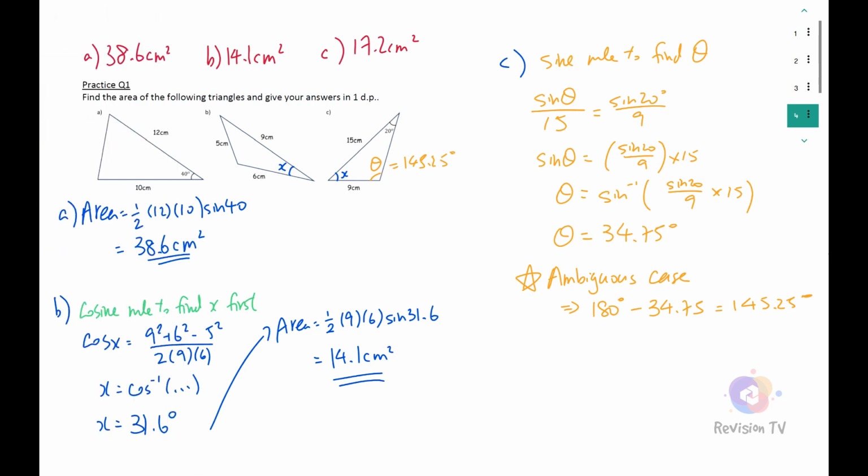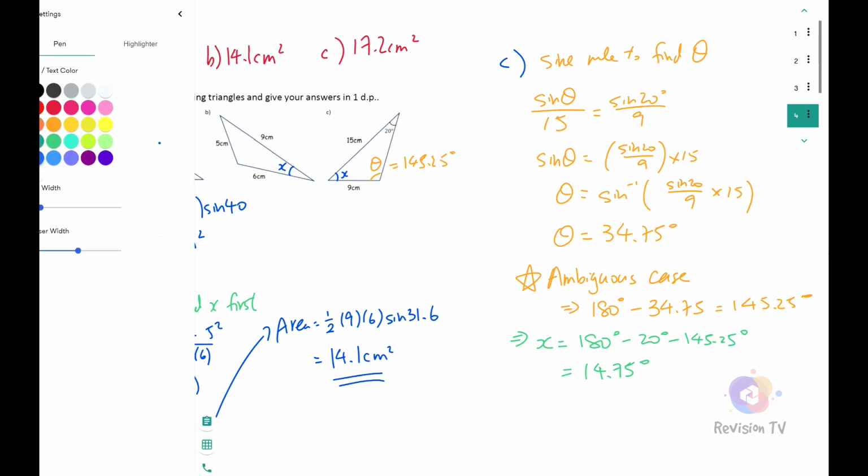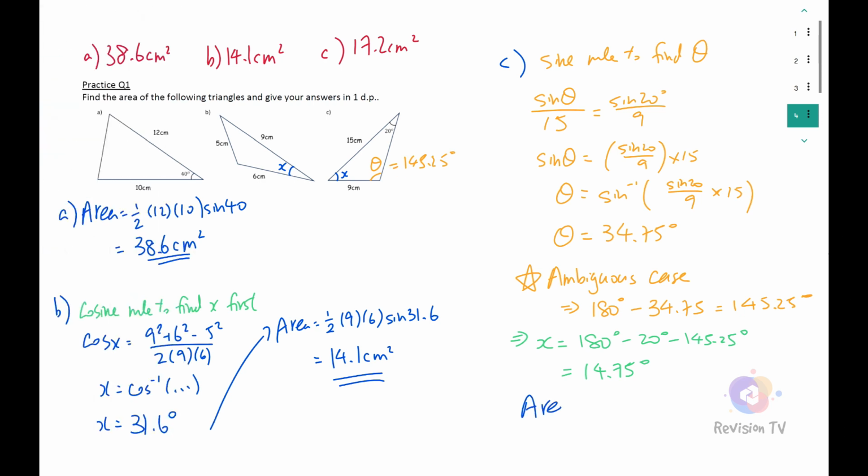Therefore, x will equal 180 degrees minus 20 degrees minus 145.25 degrees. Angles in a triangle add to 180, so that's what I'm doing in here. So that equals 14.75 degrees. That's the angle for x, and therefore the area equals half times 15 times 9 times sine 14.75, and that equals 17.2 centimeters squared.